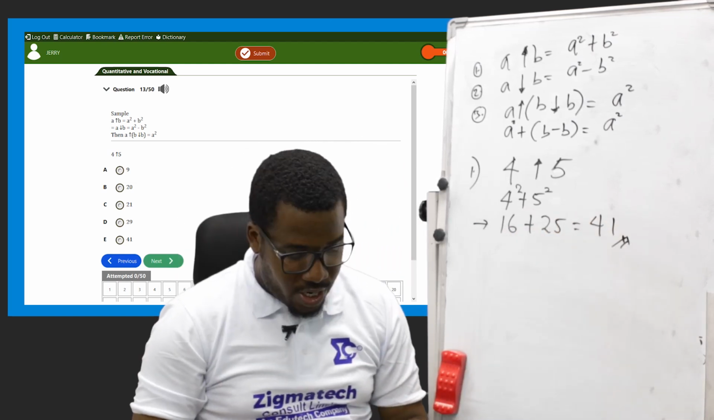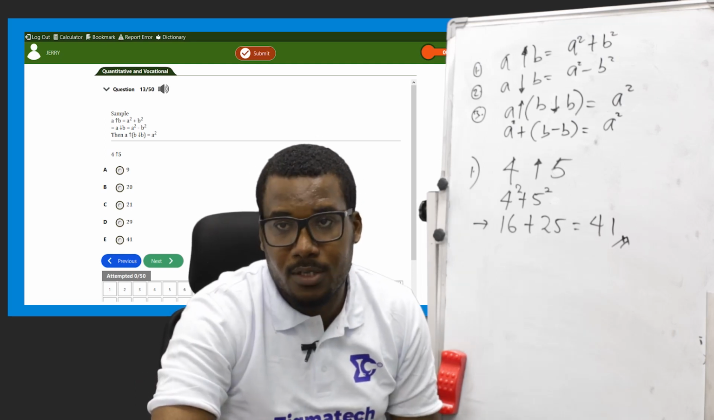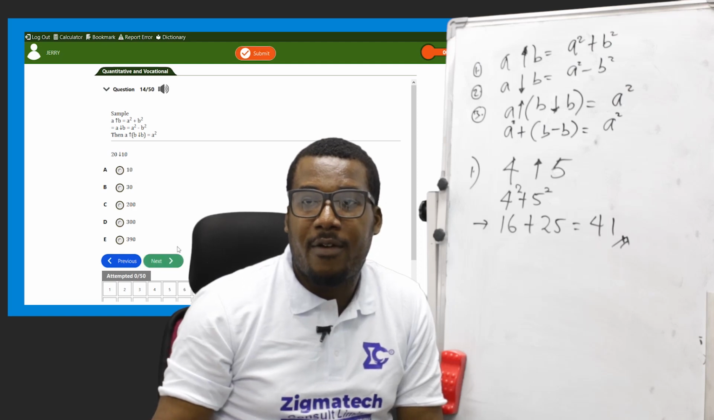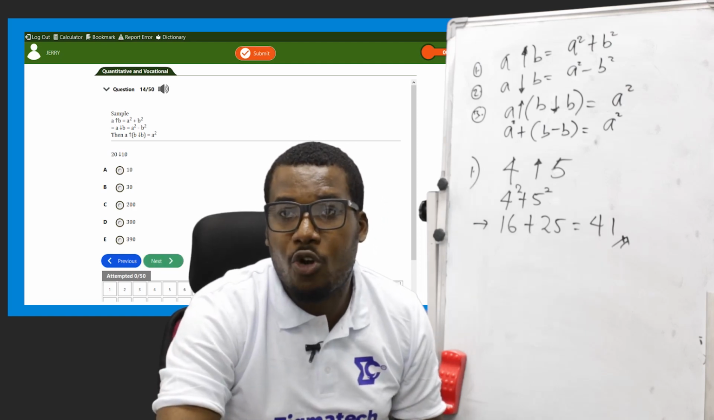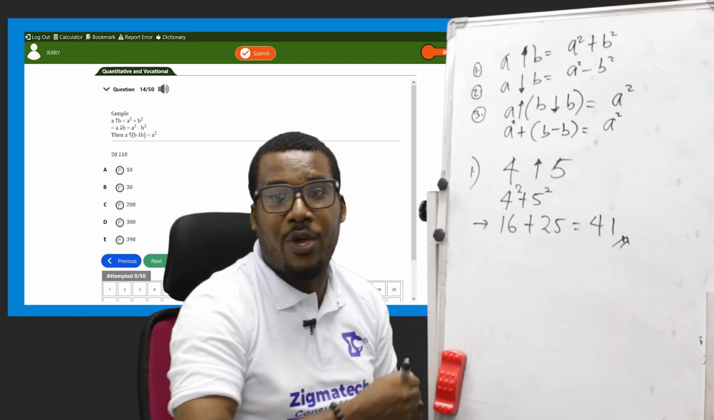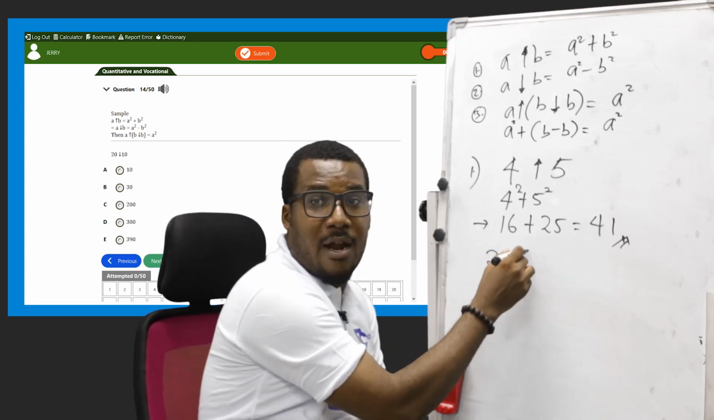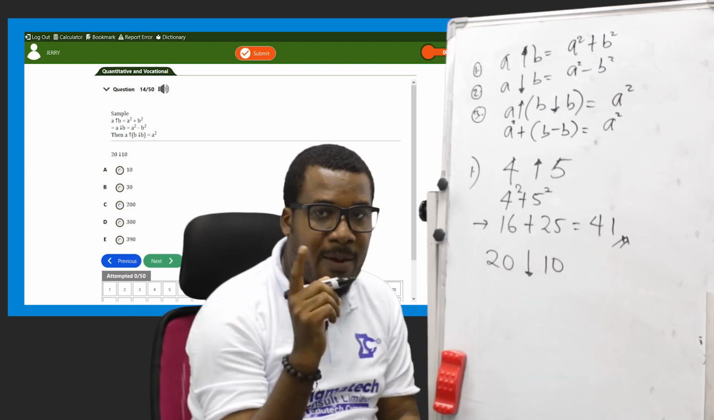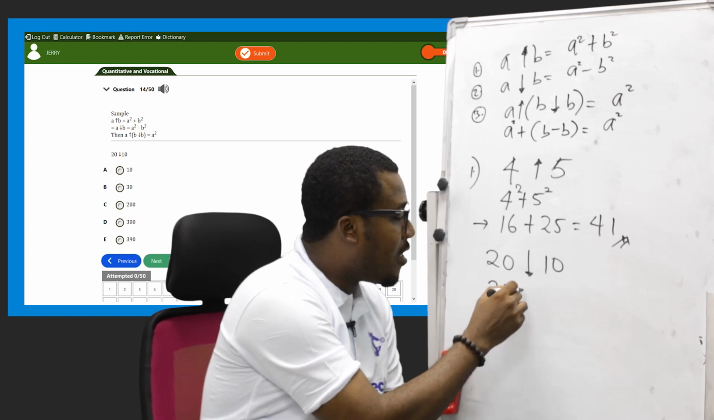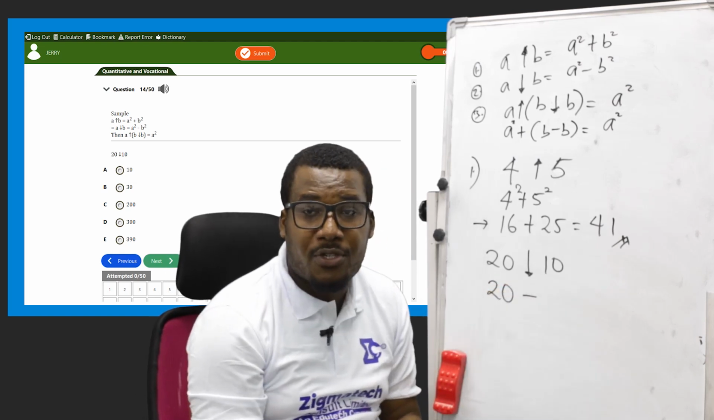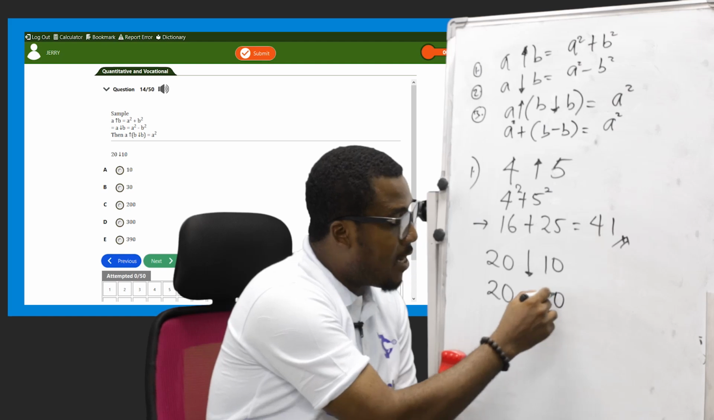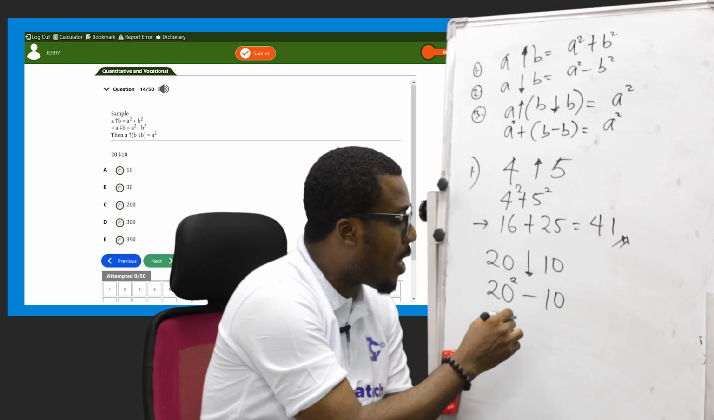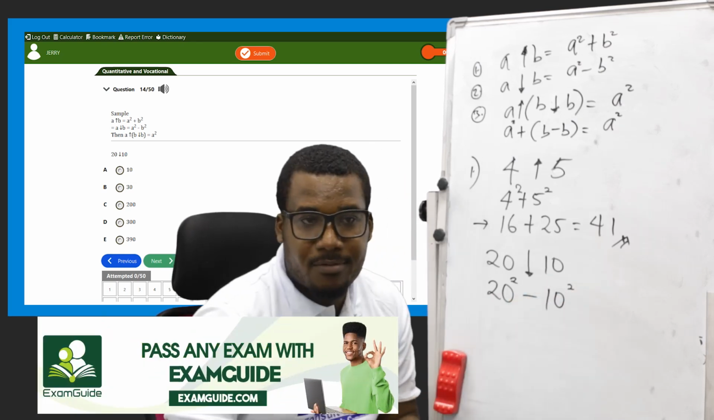Your answer in that here is E, 41. Let's see another question from the same year. Another question says we should work with 20. Now this time the arrow is down, 10. The presence of the arrow down tells you it is minus, subtraction, minus 10. But again, both sides, we already agreed, must be squared. So use 20 squared minus 10 squared.